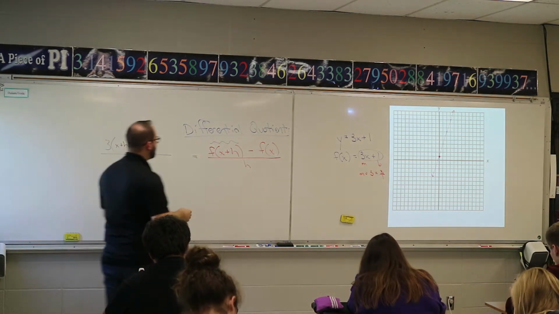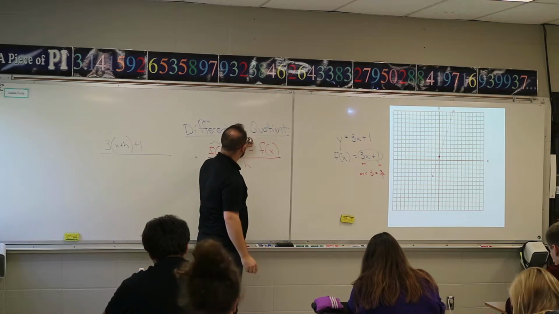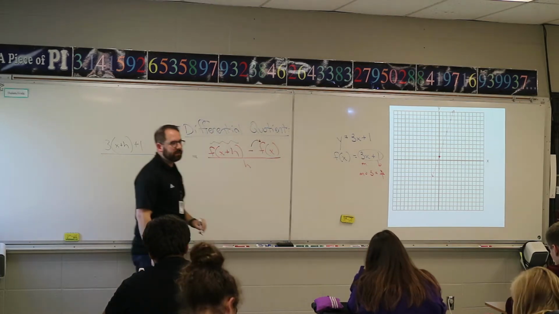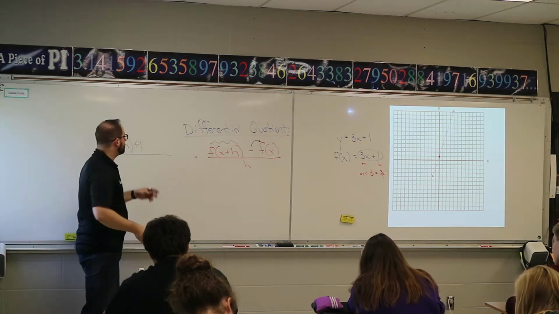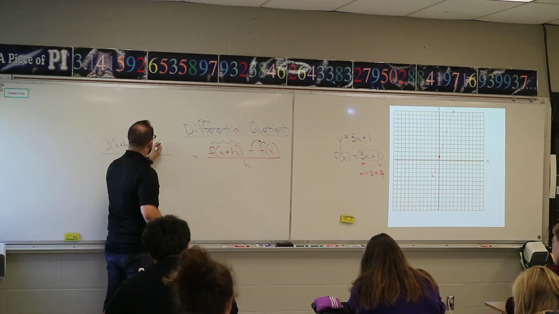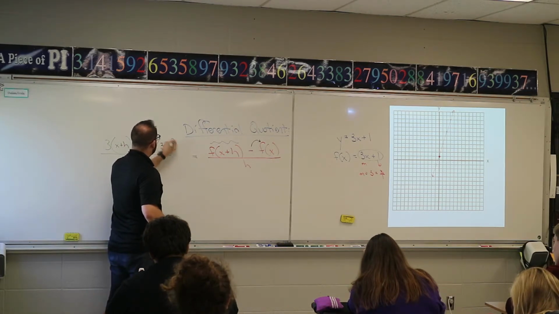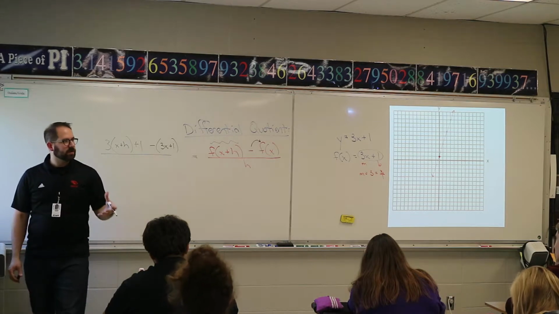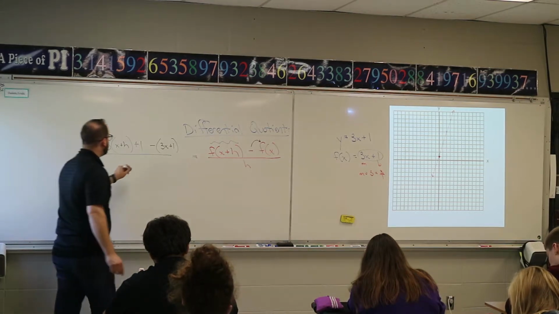Okay? The next thing I'm going to do is subtract the original function. That's what subtracting f of x means. So what was my original function? 3x plus 1, right? Okay, that's my original function. And then it's all divided by h.